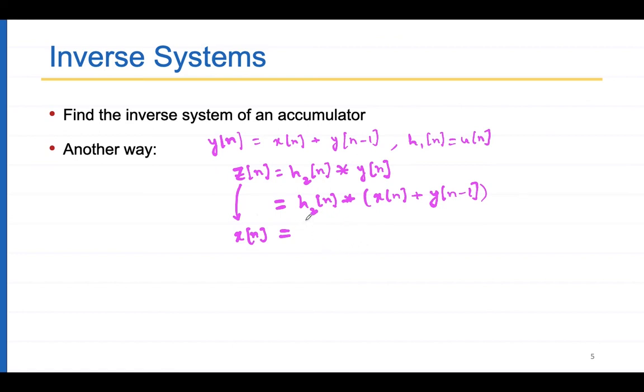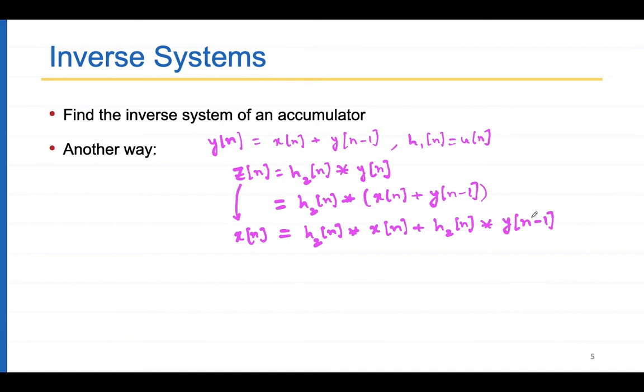So that the system is unity, the inverse system of h1. So now I can say this is h2 of n convolved with x of n plus h2 of n convolved with y of n minus 1. Okay, now how do I proceed further? I'm in trouble. Why? Because I do not know what is the convolution of something with something n minus 1.